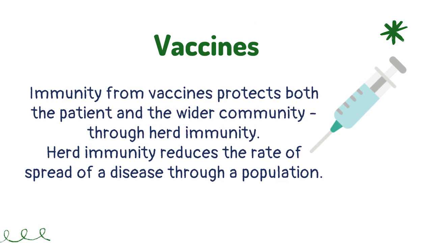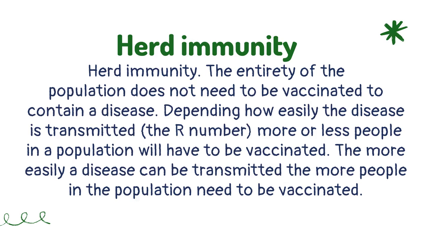Immunity from vaccines protects both the patient and the wider community, through herd immunity. Herd immunity reduces the rate of spread of a disease through a population. The entirety of the population does not need to be vaccinated to contain a disease. Depending how easily the disease is transmitted, more or fewer people in a population will have to be vaccinated. The more easily a disease can be transmitted, the more people in the population need to be vaccinated.